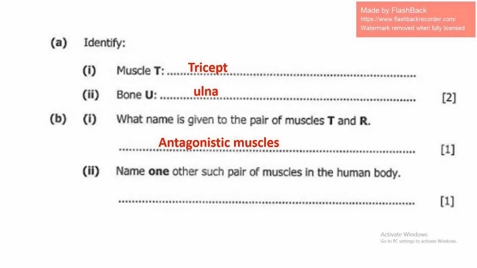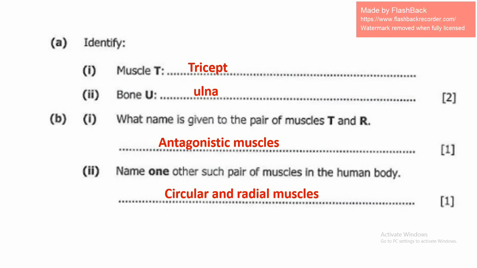Okay, so we can get any, because they said name one other such pair. Among those I've tried to note out, you can pick any. But for the sake of answering this question, I picked the circular and radial muscles, and we only have a mark there. I've seen some questions where a student will just say circular muscle or radial muscle or longitudinal muscle. No, that's not saying a pair.